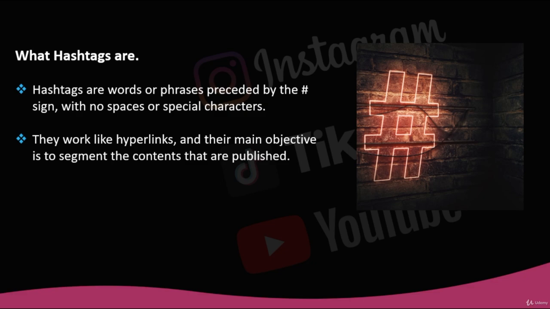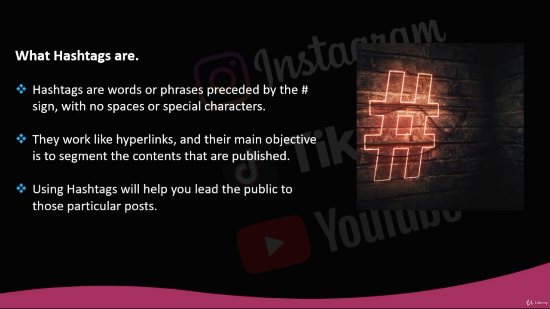To find posts with specific hashtags on Instagram, you can also use the magnifying glass at the bottom too, if your goal is to group a certain number of posts. Using hashtags will help you lead the public to those particular posts. Usually, hashtags go with a caption that can be either short or medium long. The hashtags you write can be about almost anything. As you type them in, Instagram will suggest other tags based on the popularity. Technically, you can use up to 30 in each post.